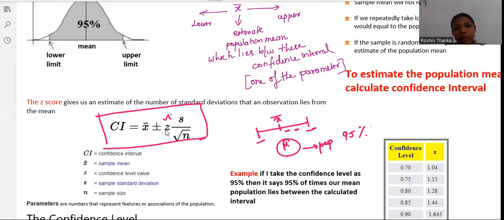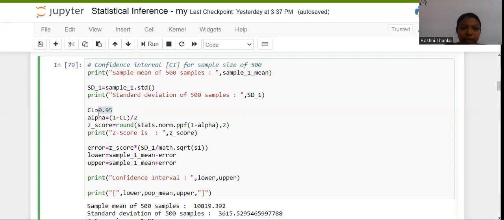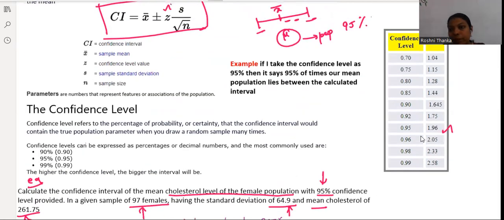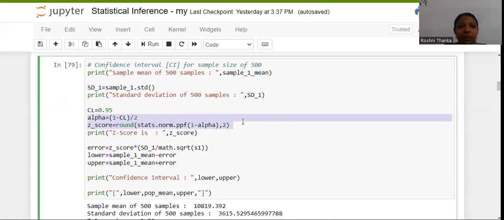If you want to know the z value, first we will consider the confidence level. So here the confidence level we take as 95%, and using this 95%, we have to mathematically calculate the z-score value. Here we directly represented for 95% it's 1.96, but mathematically we are going to calculate using this formula. Okay, and here we are going to round it off to 2 decimal places. So stats.norm.ppf will help me to find the z-score value. So the z-score value is calculated.